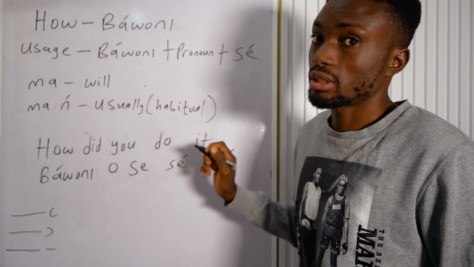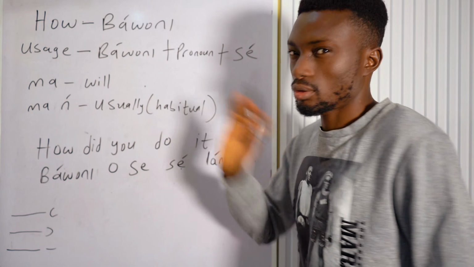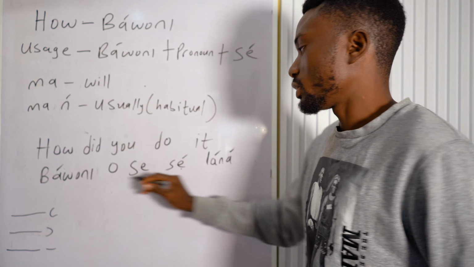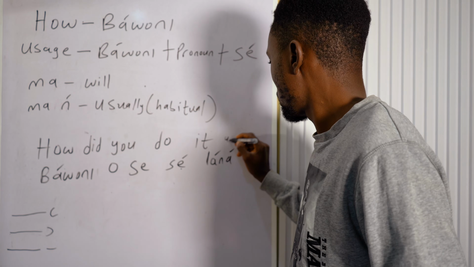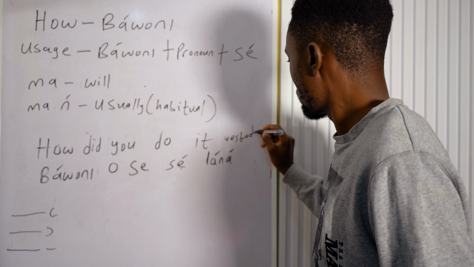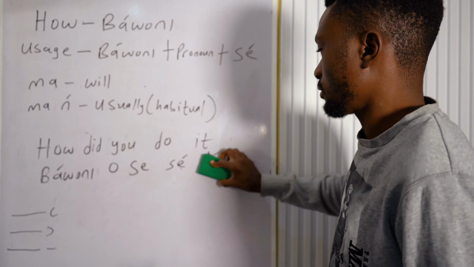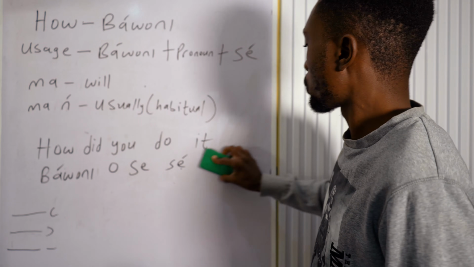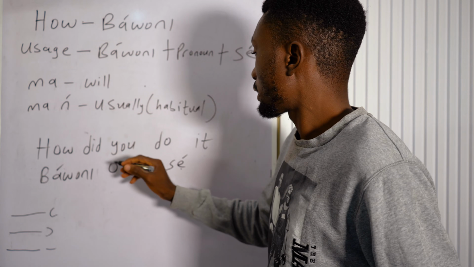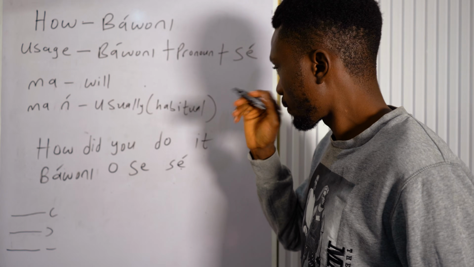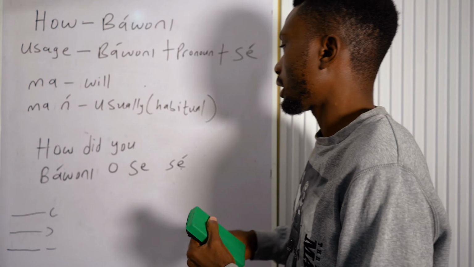You know, it is not represented. Him, it is not represented. So báwo ni o ṣe ṣe lánàá? How did you do it yesterday? So this is for this, and then continue as well. You can say, how did you put it on? Put it on. How did you put it on?